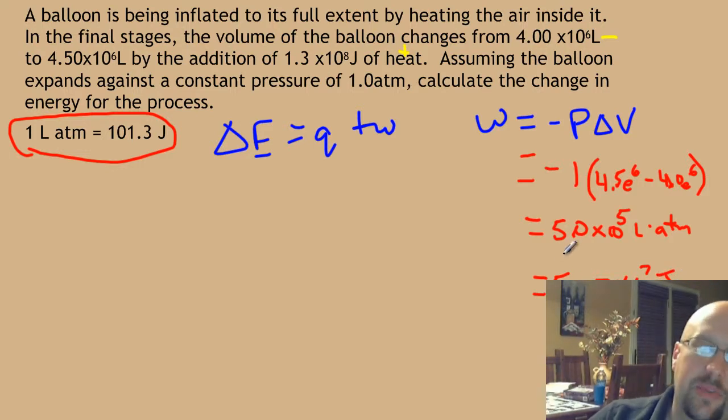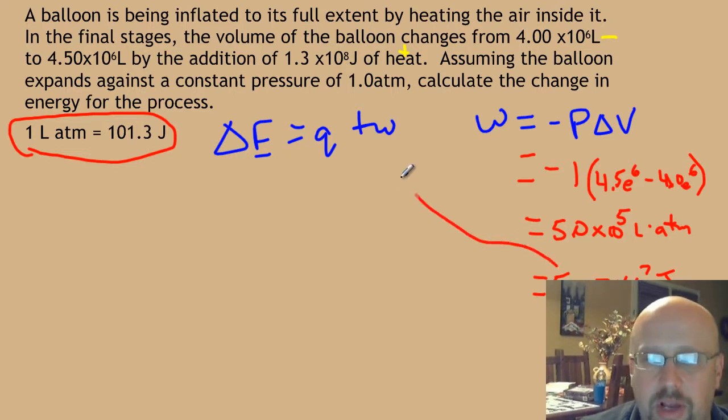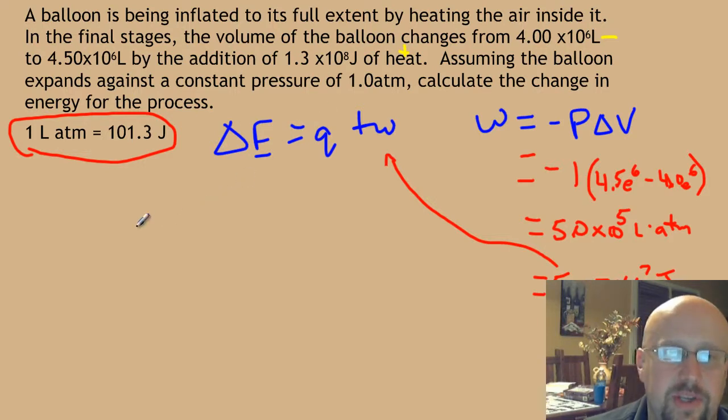Okay, so I'm going to take this and plug it in here. But remember what we said earlier, it's negative. I kind of know that anyway because I got a negative sign over here. But I'm going to plug that in as a negative. I'm going to plug my heat in as a positive, and then I'm just going to add them together. And so that comes out pretty easily.